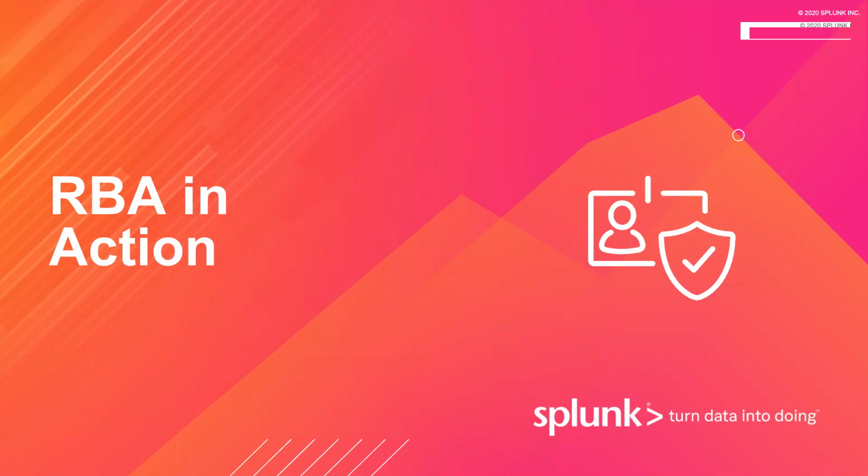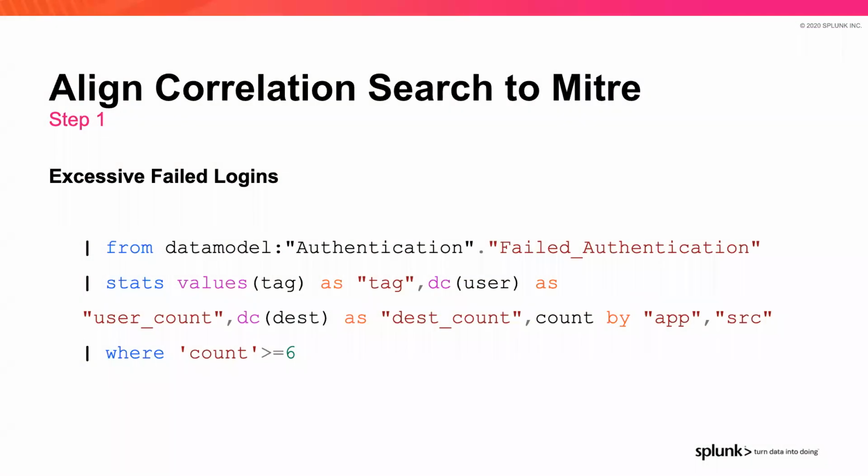So risk-based alerting, what does that look like from a technical perspective, moving through the steps? Step 1, aligning our search to MITRE. For this presentation, I picked a very basic search, excessive failed logouts. This is how it exists in a default enterprise security deployment. Only 3 lines of Splunk query language, and all it's doing is determining any failed authentication attempts by source and the application used where it is greater than 6 failures.